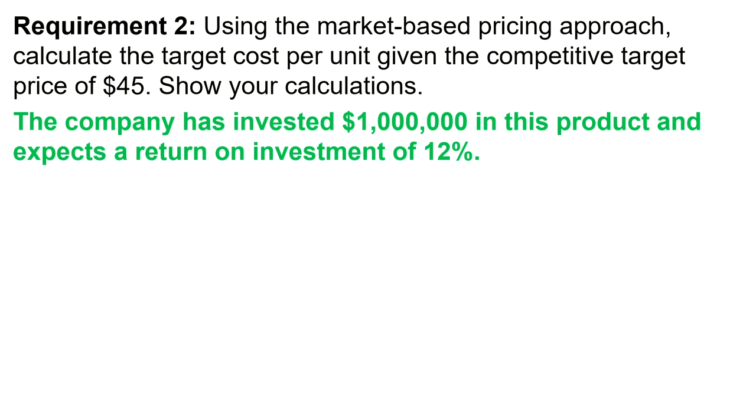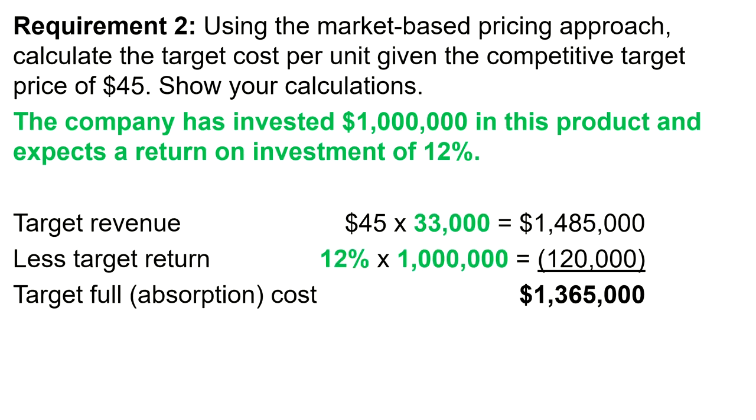And so that entire $45 is not available to be the costs. So we take our target revenue, again, $45, we were told what that is, times the 33,000 units. So we're going to have $1,485,000 of revenue. And out of that revenue, not only do we need to cover the costs, but we need to have $120,000 of our targeted return. We need 12% of that $1 million that was invested.